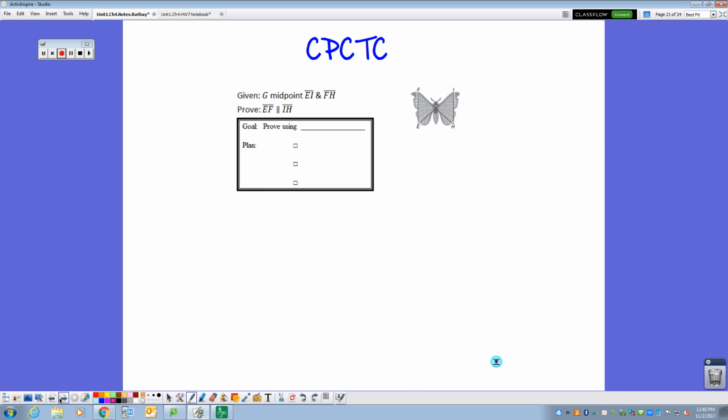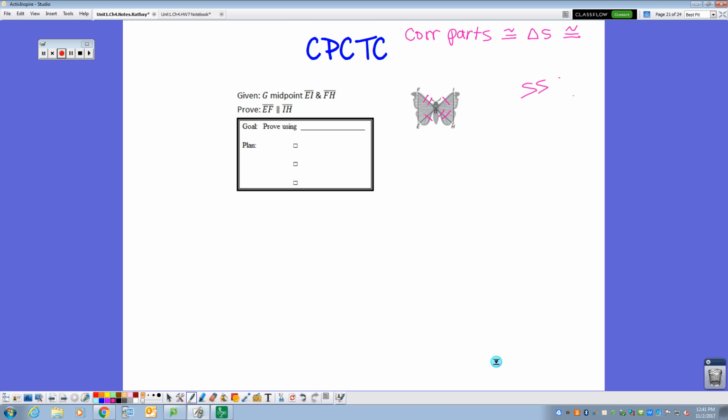Third tab, CPCTC. First, if you want to write this down, what CPCTC stands for is corresponding parts of congruent triangles are congruent. So it's just an acronym that we are allowed to write instead of writing out that full phrase. And we saw that phrase in lesson 6 yesterday. We are given G is the midpoint of EI and FH. So if G is the midpoint of EI, we know that those are congruent. If G is the midpoint of FH, we know that these are congruent to each other, not necessarily to the two previous segments. And that's all we have.